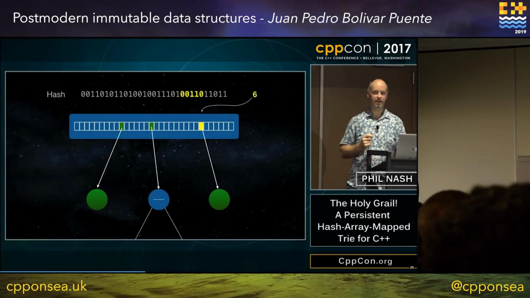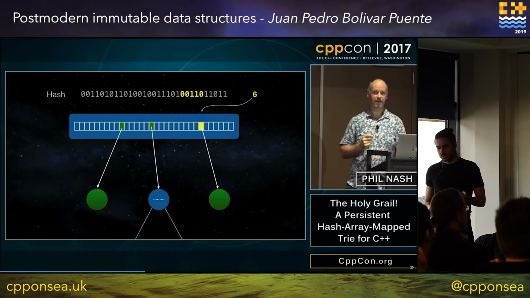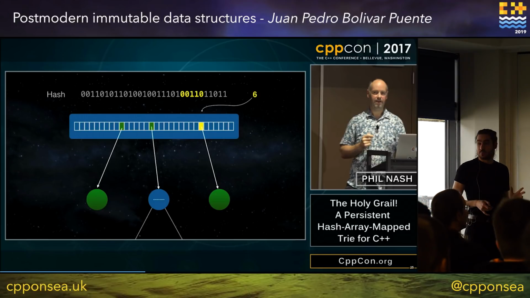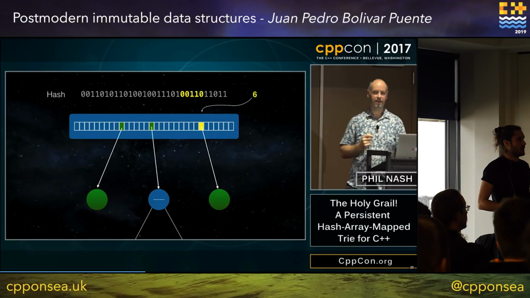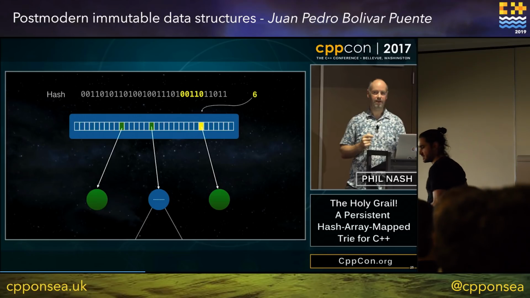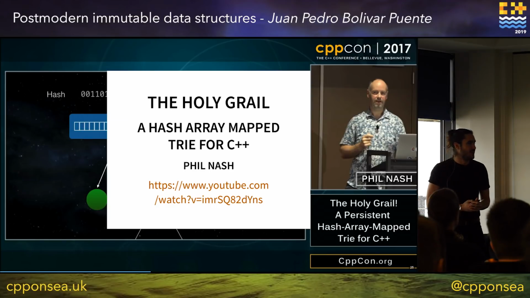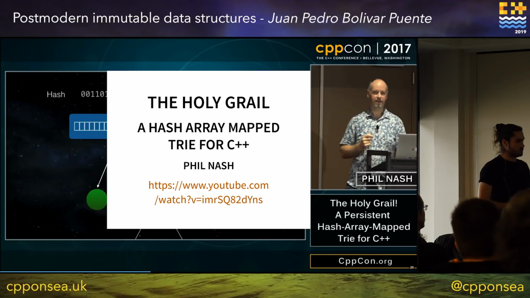So I've been talking a lot about vectors. You can also apply these techniques to other data structures. Another data structure that the library includes is hashmaps. It uses the same principle of basically having a tree of big chunks. There is a very nice talk about immutable hashmaps by Phil Nash, the organizer of this conference, and you can watch it on YouTube.